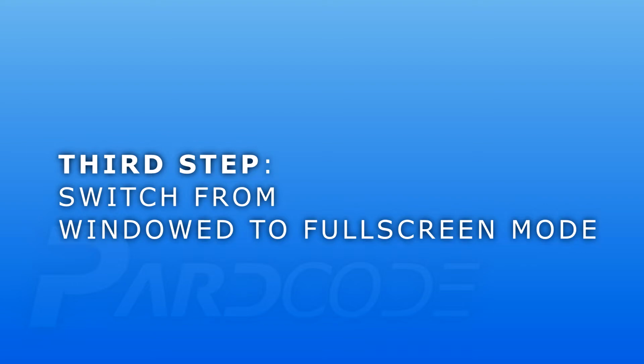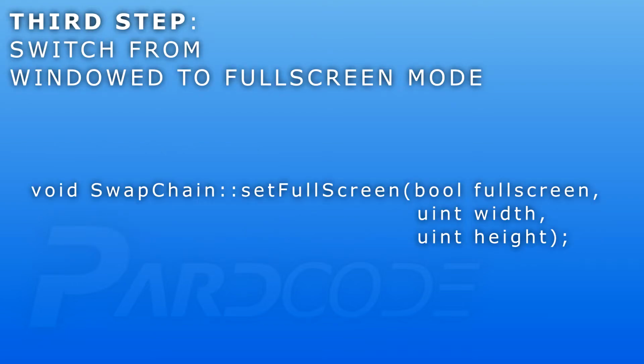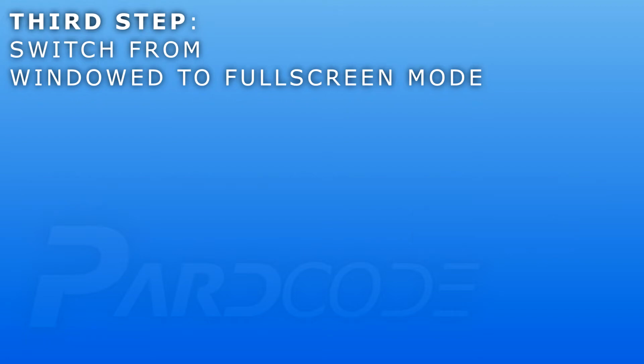As first thing, we have to add a new method in the swap chain class called setFullScreen, whose parameters will be a boolean parameter called fullscreen and two unsigned integer parameters called width and height. Fullscreen tells the function which mode we want to switch to, window or full screen. Width and height instead indicate the screen resolution.